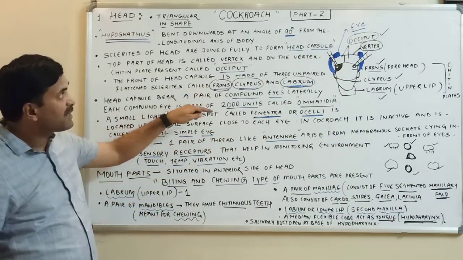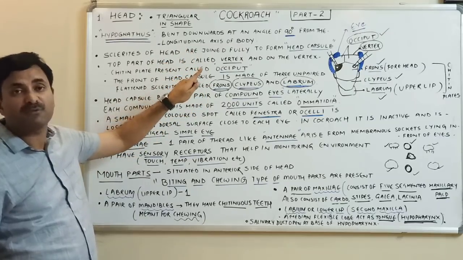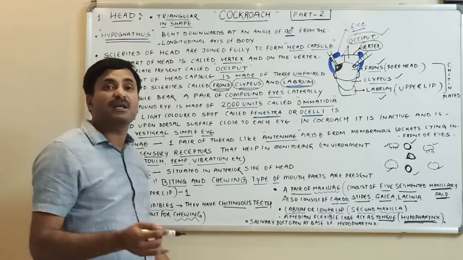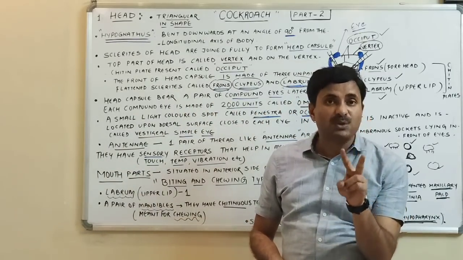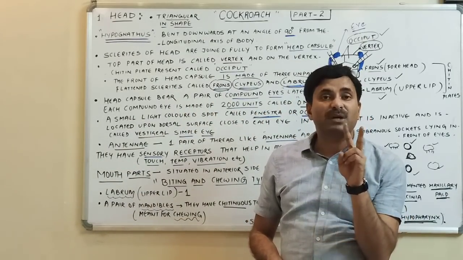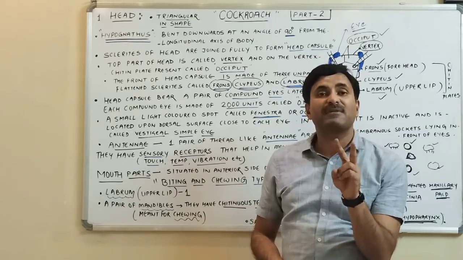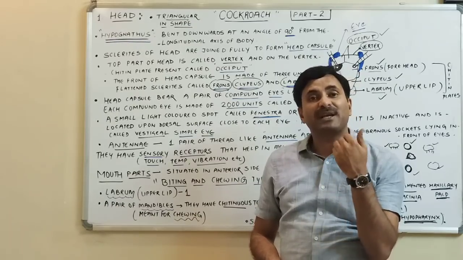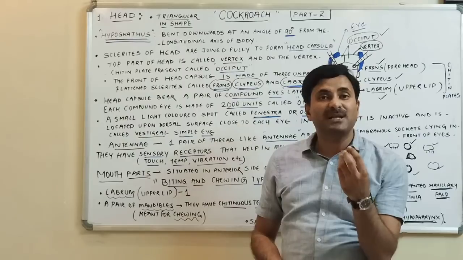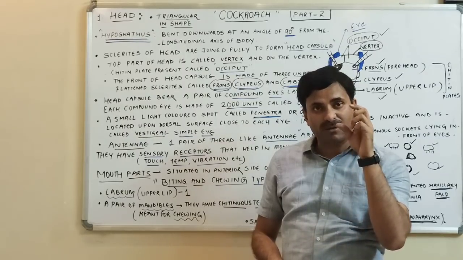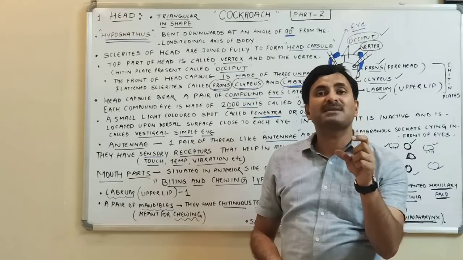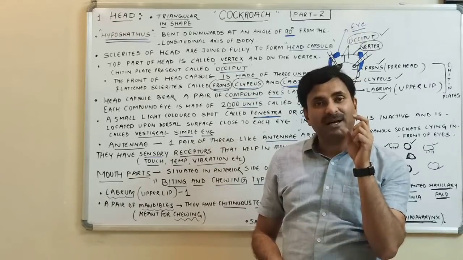So this was all about the head part of the cockroach. But in the morphology we still have to discuss the remaining two parts in detail, known as the thorax and the abdomen. In the upcoming videos we will be dealing with the second and third parts of the body of the cockroach, that is the thorax and the abdomen.